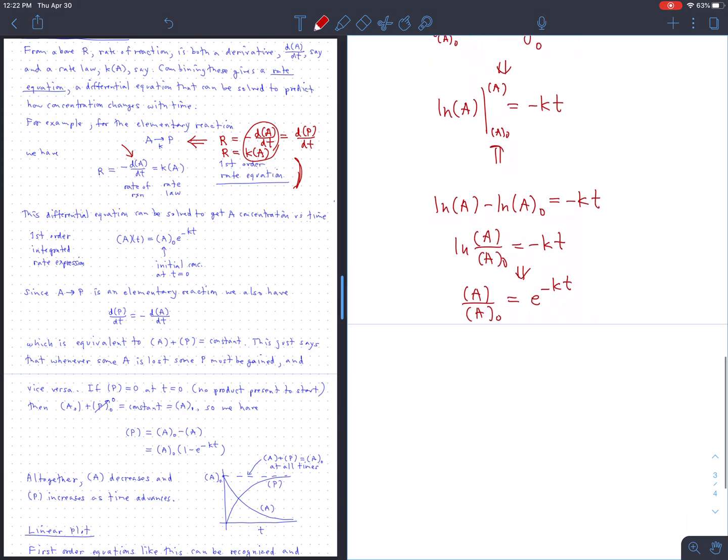And that just means A is equal to A0 e to the minus kt. All right, I went through that. I think a lot of you probably didn't need to go through that in detail, but just to make sure everybody's on the same page.